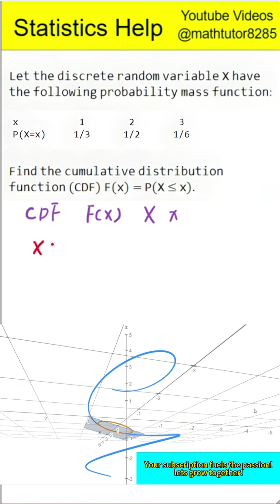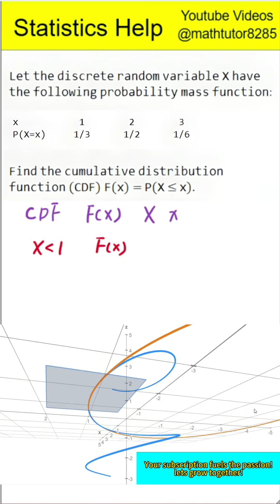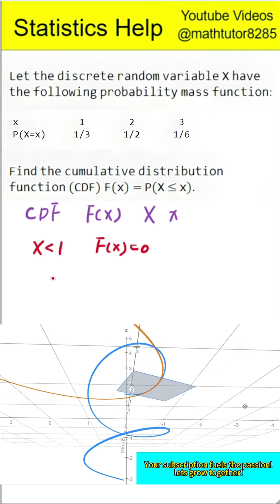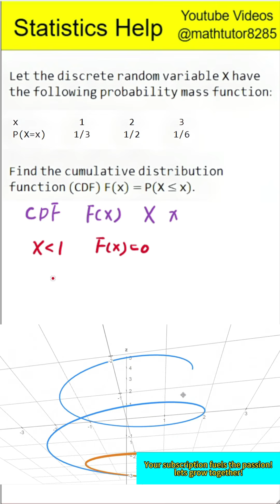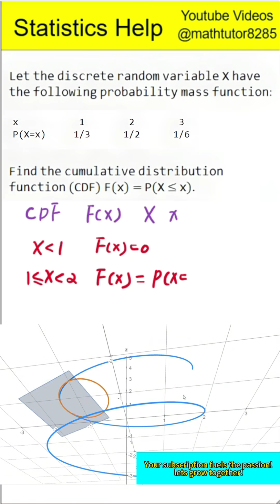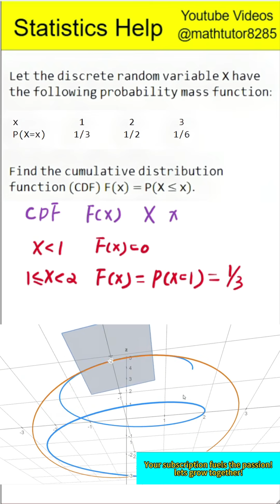Next step is to compute the cumulative probabilities over intervals. Let's break it down by looking at different ranges for the variable x. First, if x is less than 1, then the CDF is 0 because there are no values smaller than 1 in the distribution. Next, if x is between 1 and 2, including 1 but not including 2, the CDF is simply the probability that x equals 1, which is 1/3.